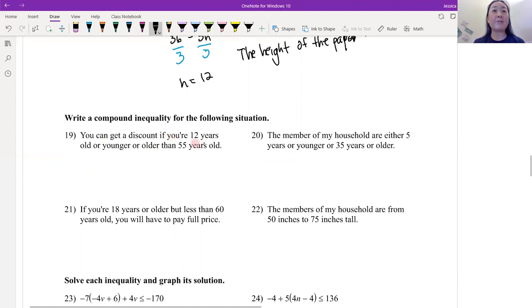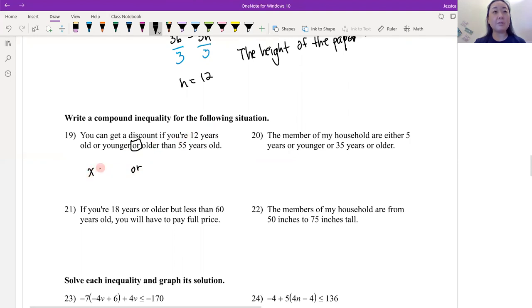So you can get a discount if you're 12 years old or younger, or older than 55 years old. In this case, I see this or here, not 12 years or younger, not that part, but the or between the younger and the older, right? That means I'm going to be using an or. That's going to be my conjunction. Is that what they call it? Right. So 12 years or younger.